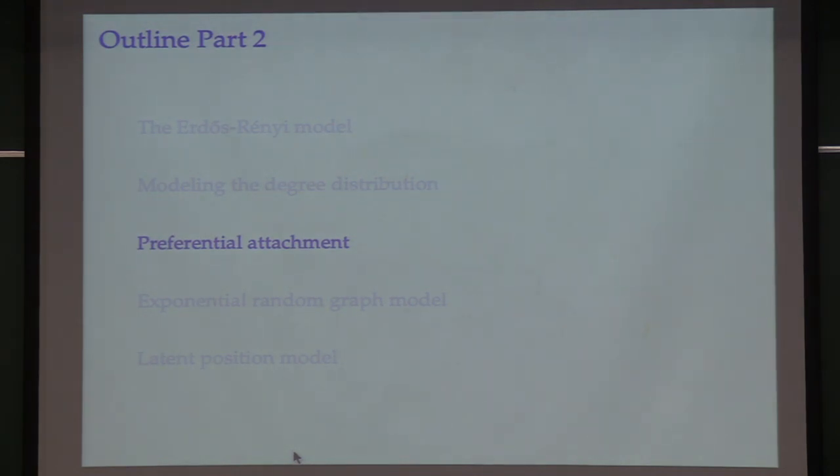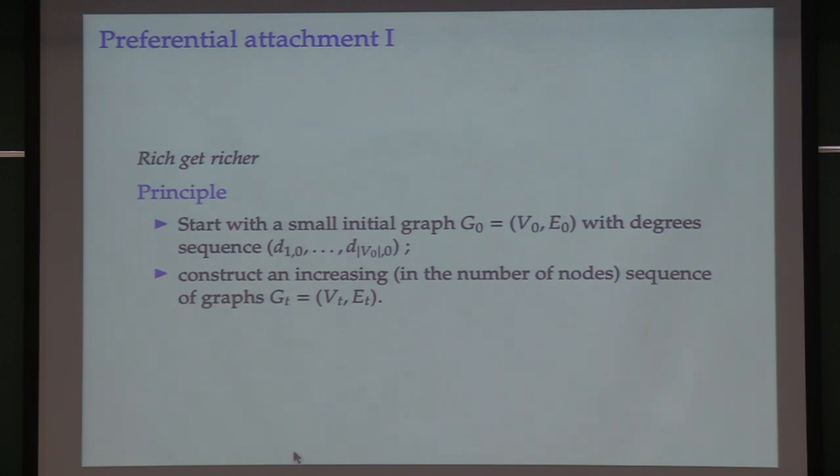Preferential attachment. This translates the idea that the rich get richer. It's a generative model, a dynamic model where you see the creation of the graph from a small graph to a larger graph. The idea is that you start with a small initial graph, G naught, which has a certain number of nodes and a certain number of edges. At the beginning, you have a degree sequence d1 at time 0 up to d_V0, the last node at time 0. Then you construct an increasing sequence of graphs. At each time t, you add nodes and links to that graph. How do you do that?